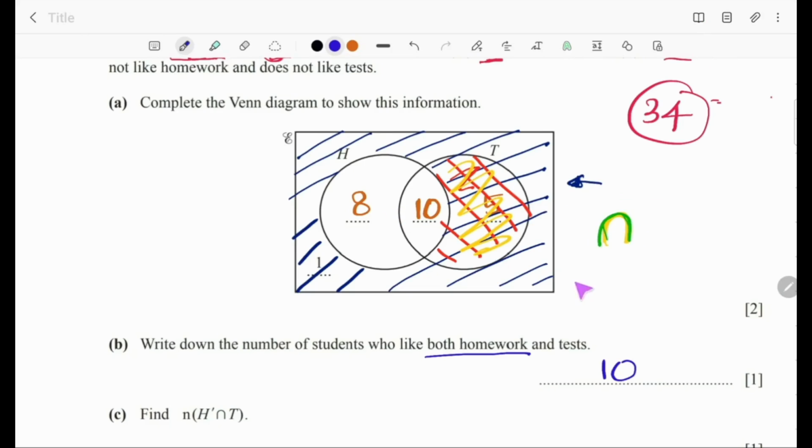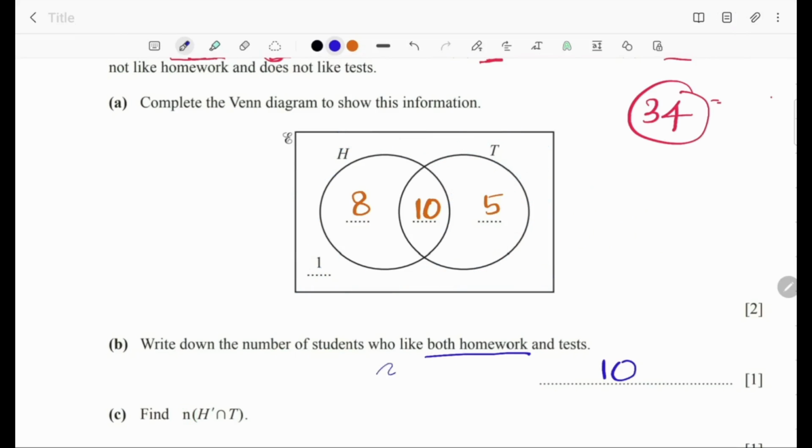Okay, so complement of h and t. Okay, this part says that. Okay, so they are asking the number of it. So what is the number there? The number is 5. All right, the number is 5. So the answer for that question is 5.